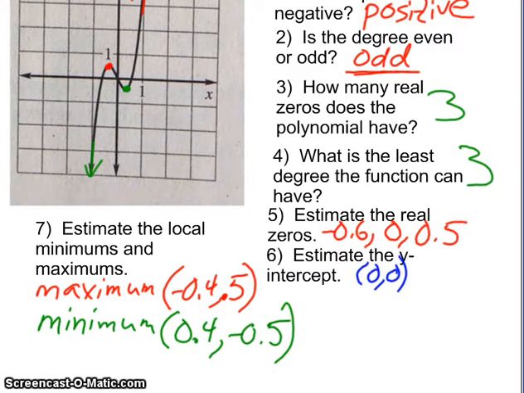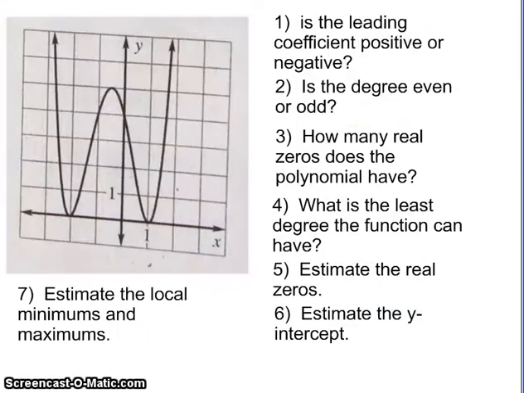We're moving on to problem 2. A new graph. Same 7 questions. All right, questions 1 and 2 about end behavior. Is the leading coefficient positive or negative? Is the degree even or odd? Here we've got both ends pointing up. So if both ends are pointing the same direction, then the degree is even.